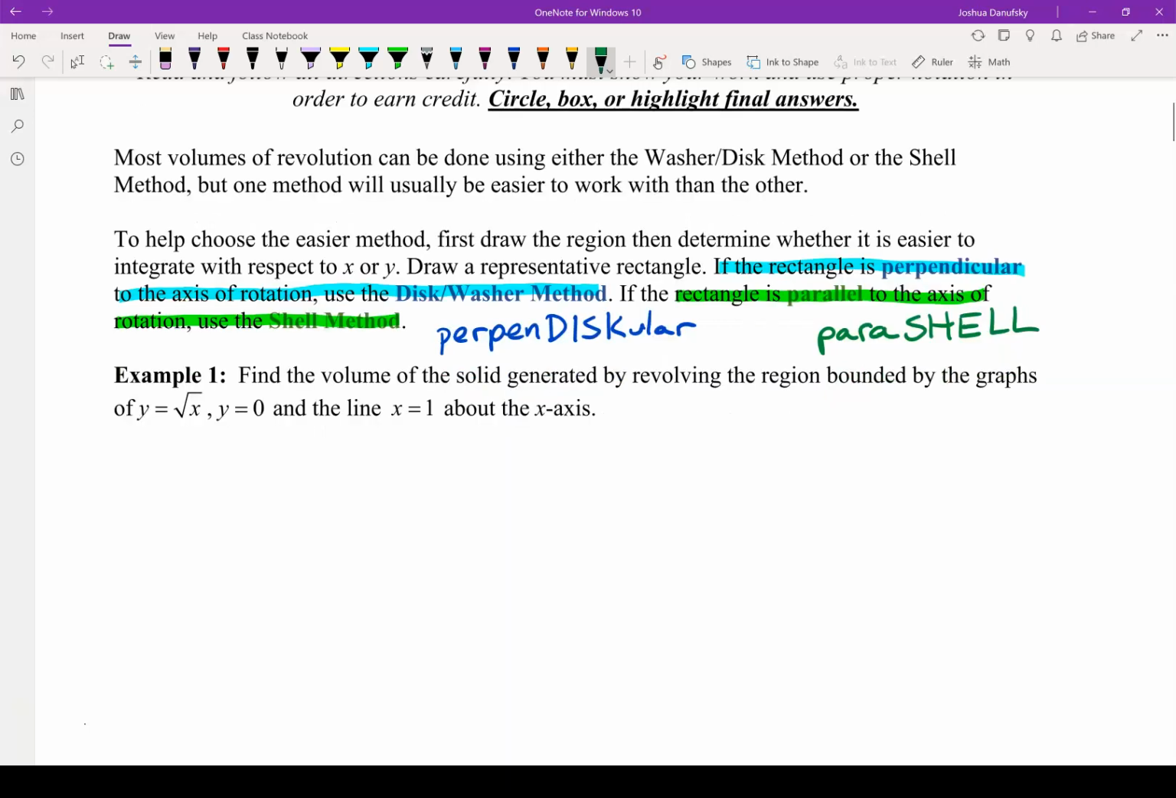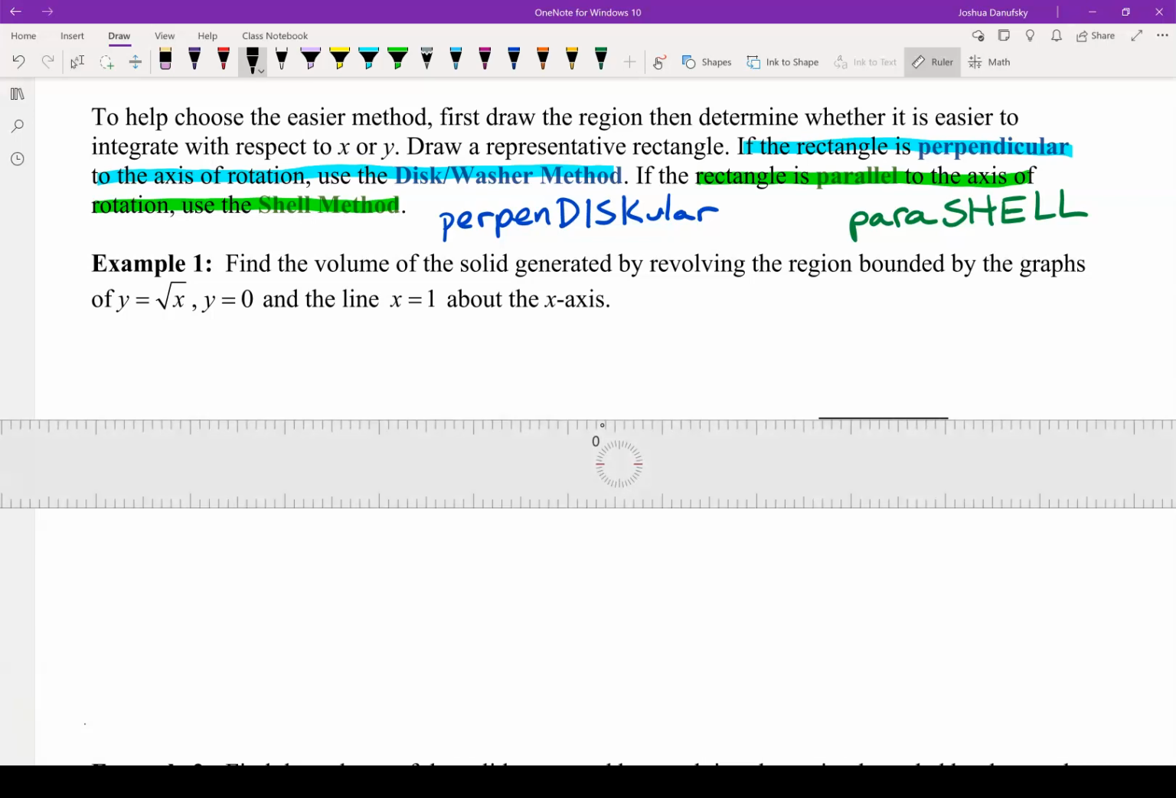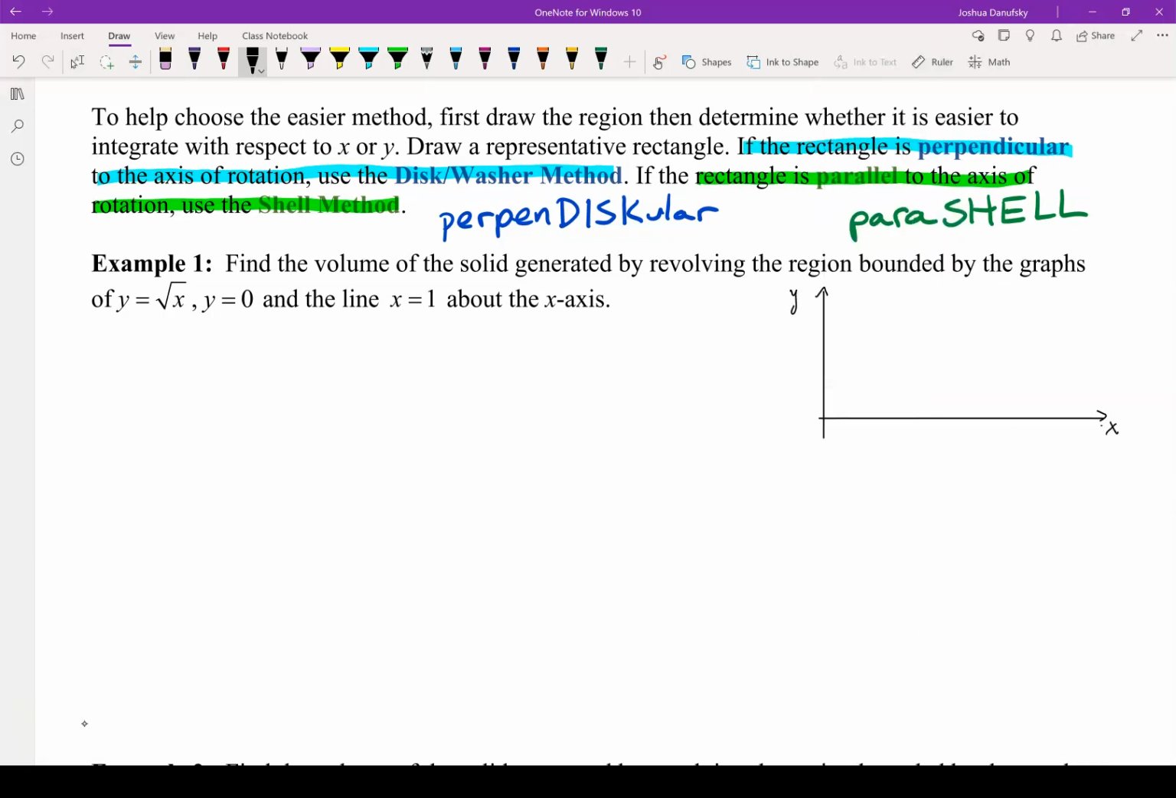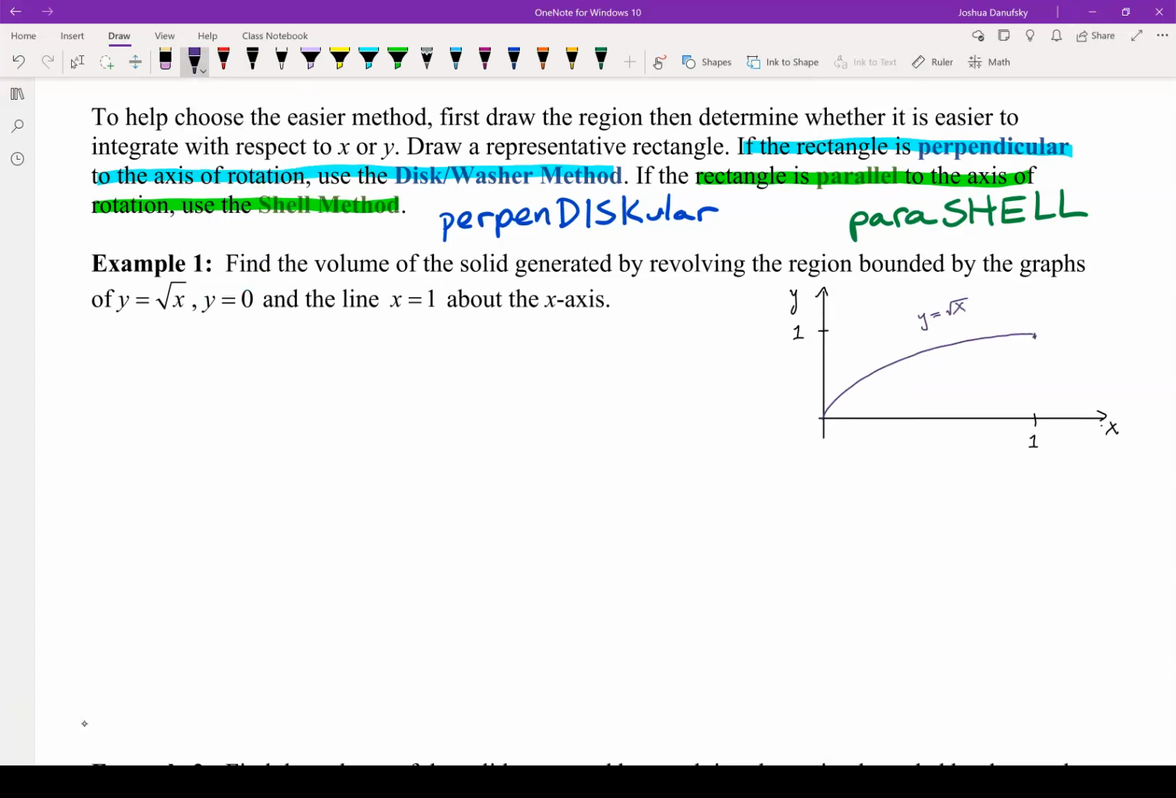Let's look at example 1. Find the volume of the solid generated by revolving the region bounded by the graphs of y equals square root x, y equals 0, and the line x equals 1 about the x-axis. Let's start off by drawing the region. If we were to integrate this region, it would probably be easier to integrate with respect to x to get this area here. And a representative rectangle might look like this.